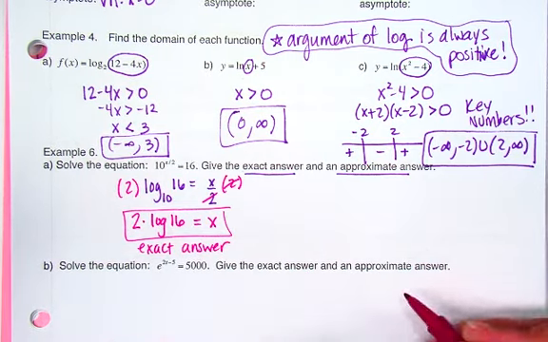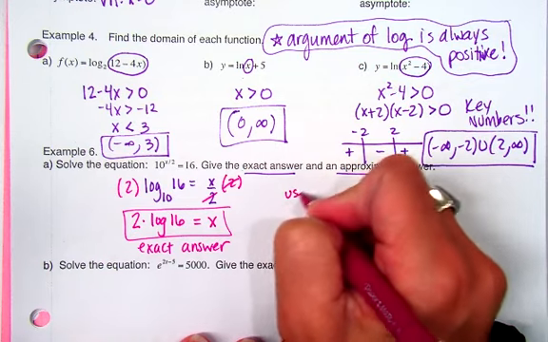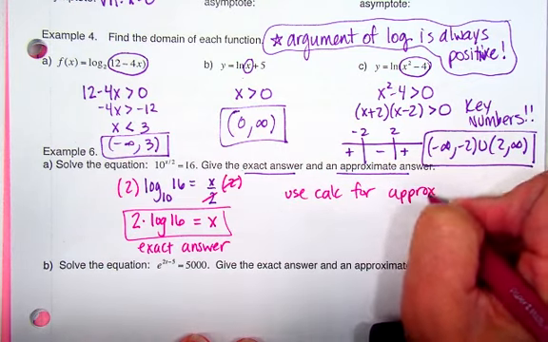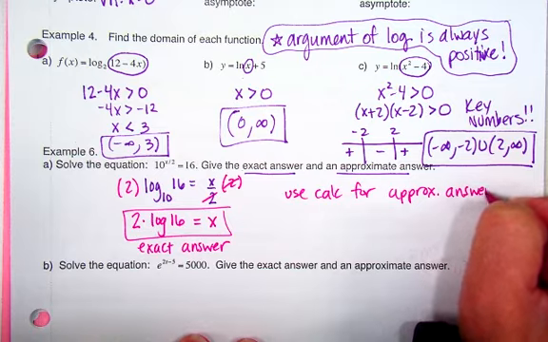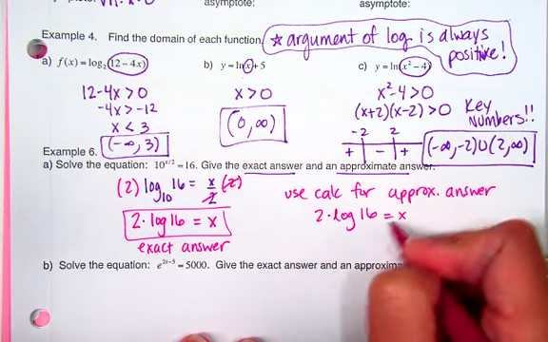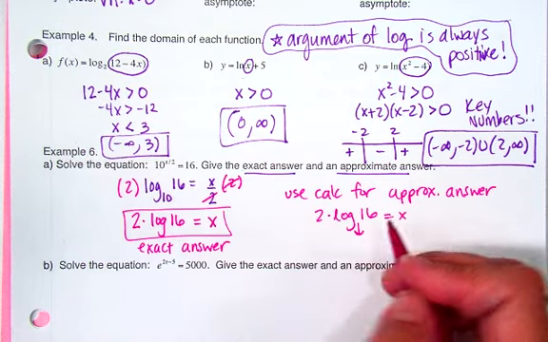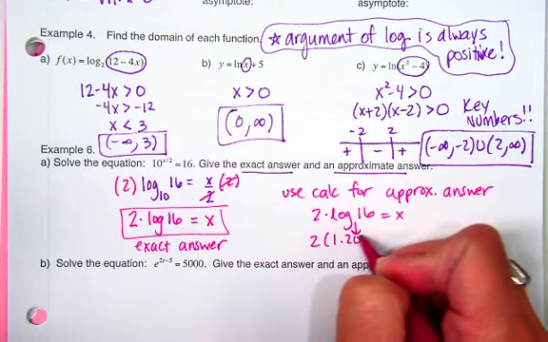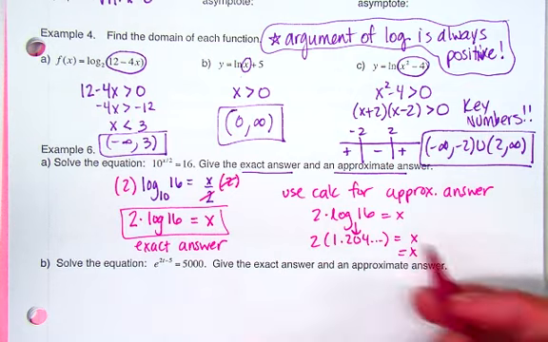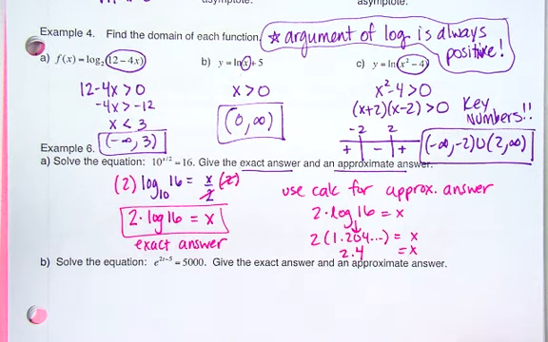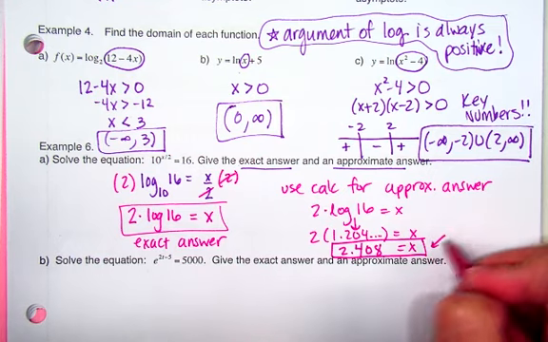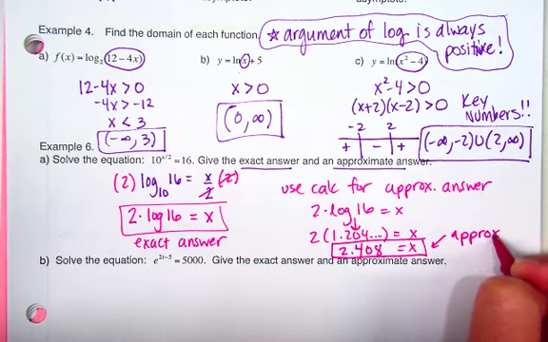My approximate answer would just be to use a calculator. Okay, and so I would just type that in, the log of 16 into my calculator, and I would get, I don't know, some decimal, 1.204 something, something, something. And so x would just equal 2.408, etc. It didn't say what it wanted you to round to. Okay, and so this is my approximate answer.